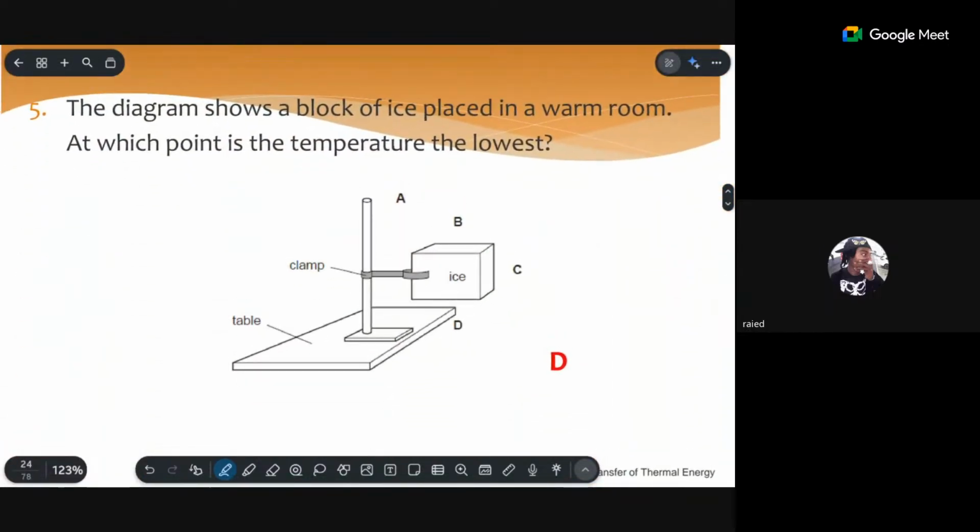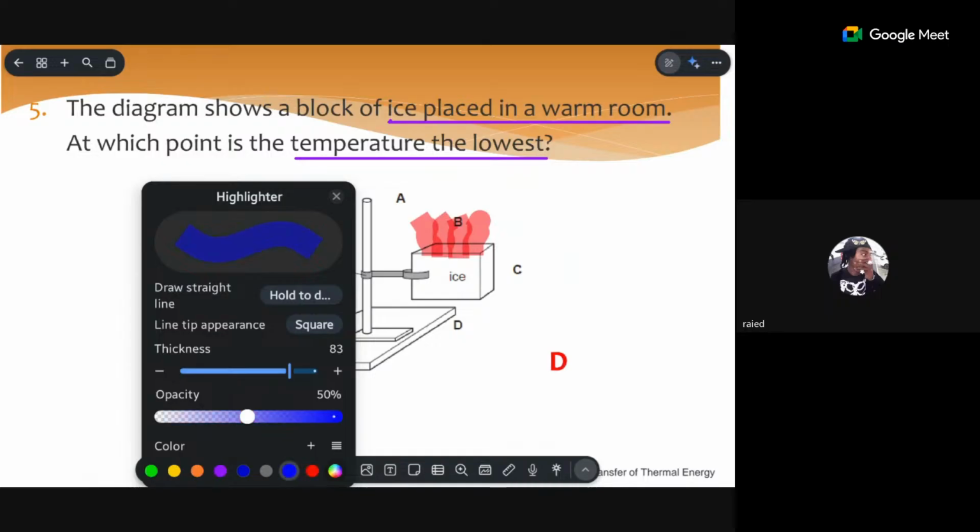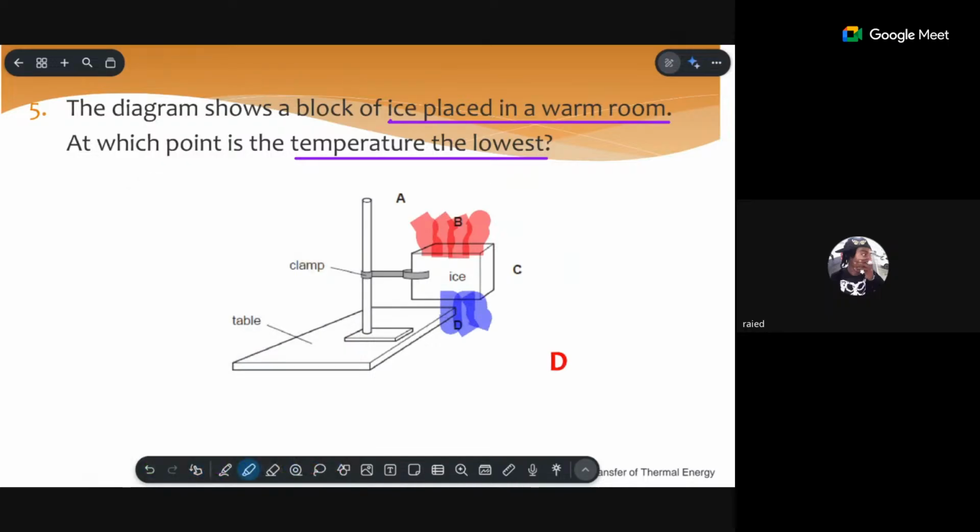Okay. The diagram shows a block of ice placed in a warm room. At which point is the temperature the lowest? Most of the students get trapped in this. They say B, sir. Why? That is incorrect. Students think that the air on the ice will get cold and the cold air will move up. No. The air which is in touch with the ice will cool down, and the cold air sinks down. So that is why this is incorrect. This is correct, the temperature will be lowest over here, not here.